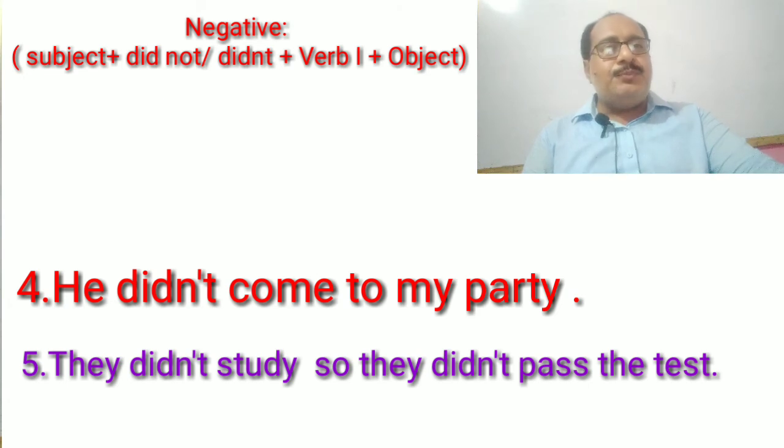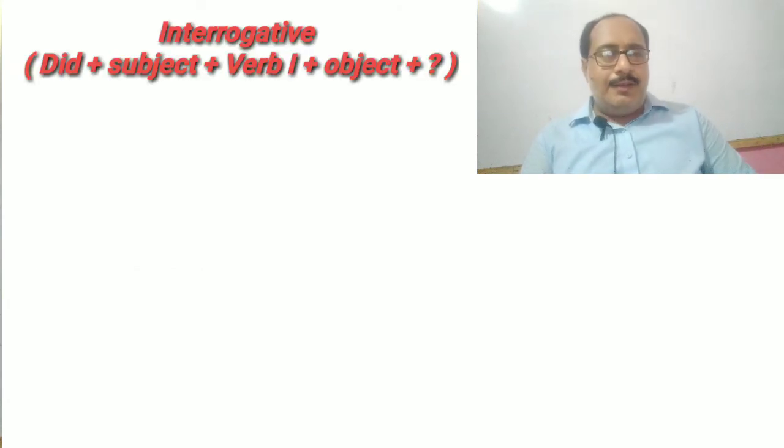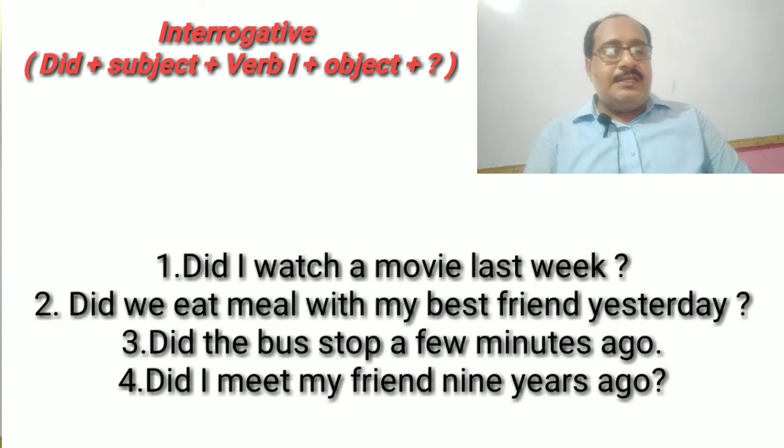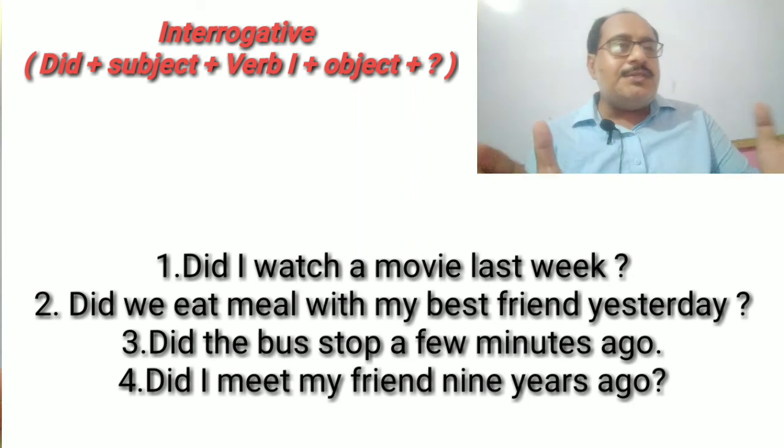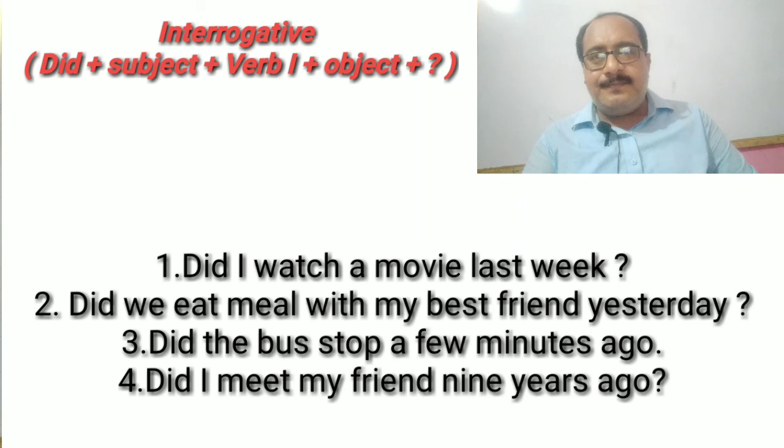Yes, my dear students, let's move to the interrogative. When we talk about interrogative sentences, the formula would be in this way. First of all, did, then subject, then verb first form, then object, and the question mark is important because it is interrogative. Check few examples. Did I watch a movie last week? Did we eat meat with my best friend yesterday? Did the bus stop a few minutes ago? Did I meet my friend 9 years ago? Like this one. So this is called the interrogative sentence.